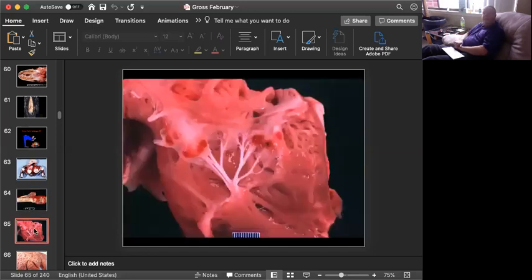Slide number 3 is tissue from a calf. Can you give me a morphologic diagnosis?